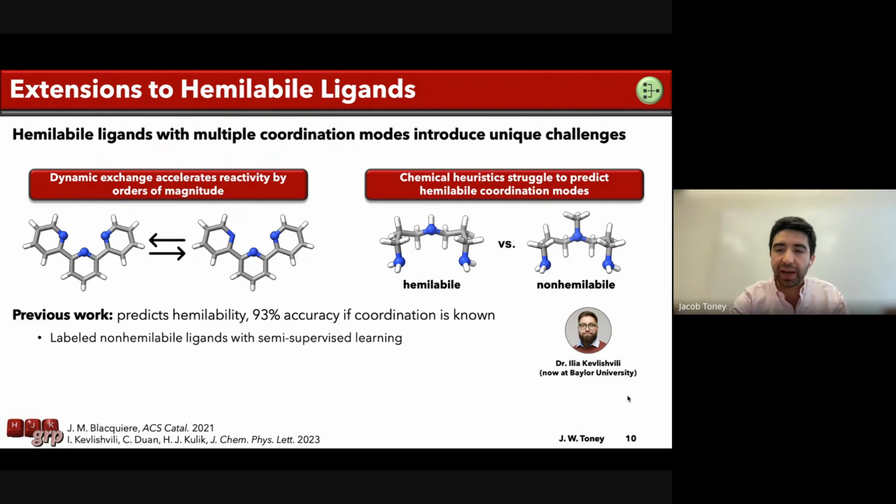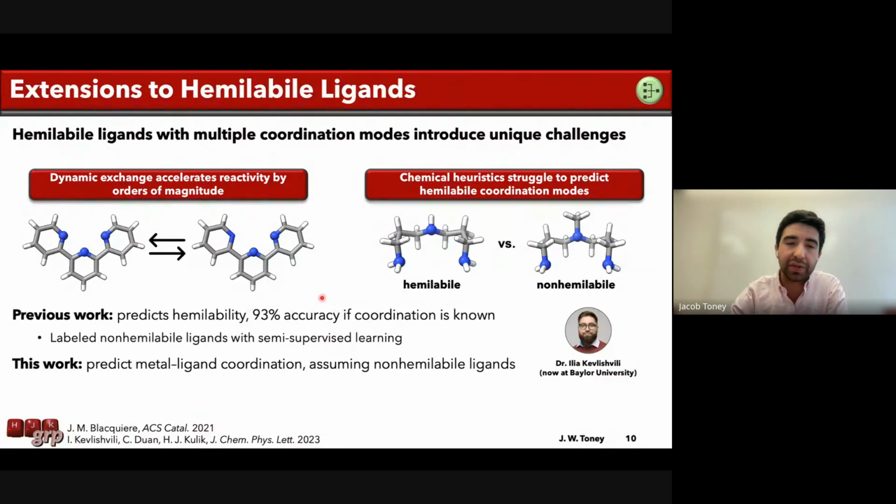So in previous work done by then a postdoc in the group, Dr. Ilya Kevlishvili, now a professor at Baylor University, he trained models that showed that if you know at least one of the coordination modes of the ligand, you can confidently and with high accuracy predict whether or not it's going to be hemilabile. The main contribution of this work is that he curated some pretty large data sets, labeled as hemilabile or non-hemilabile using a semi-supervised learning approach, which started off with ligands he was very confident about, and then spread the labels to data sets he was less certain about, and was able to iteratively define these sets of highly confident labeled ligands.